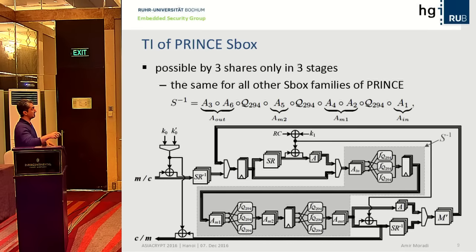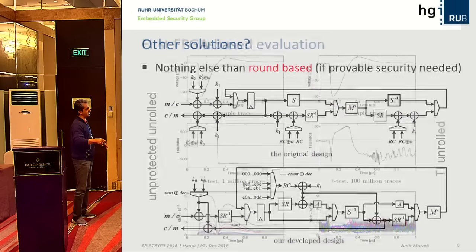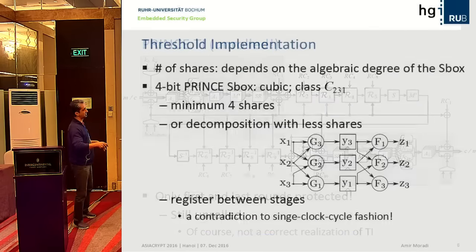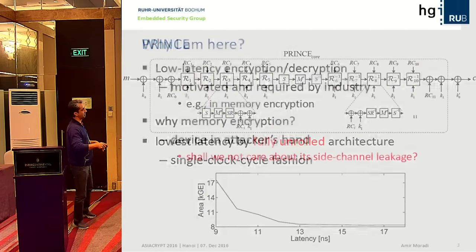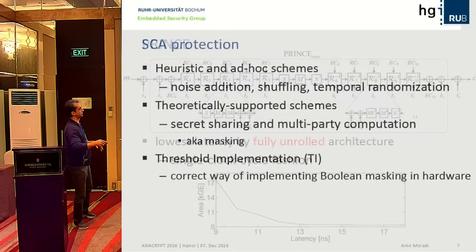First problem is how do you correctly implement the TI of a Spox with 3 shares? Unfortunately, it has to be decomposed in 3 stages, because one property of the TI is uniformity. It means that if you implement the Spox, again, I come back to that slide that we discussed here. Oops, it's pretty slow reacting to my buttons.